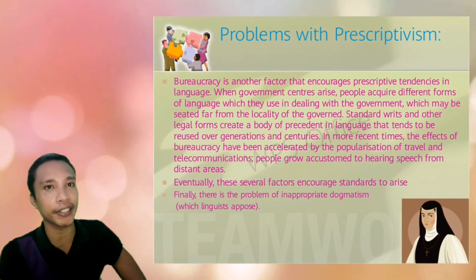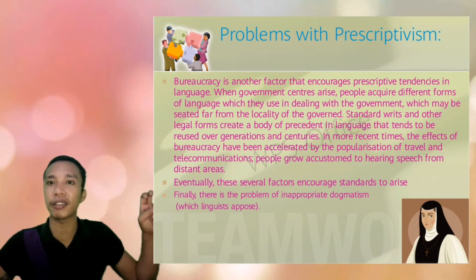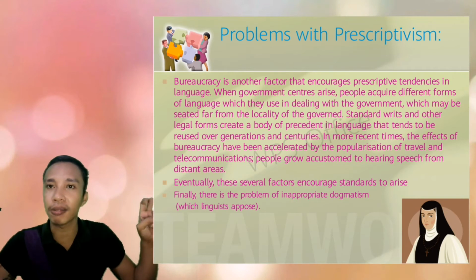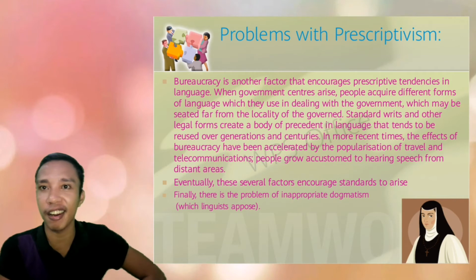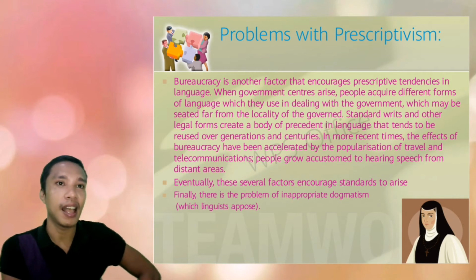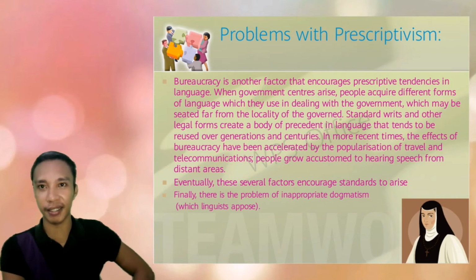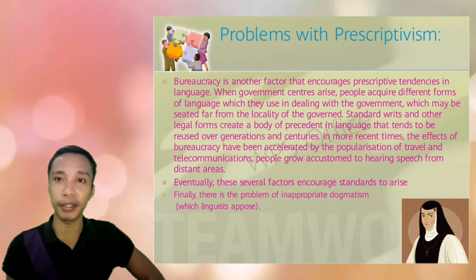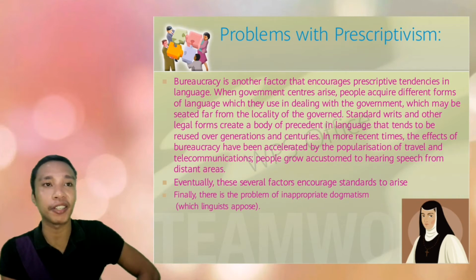Another problem of prescriptivism is that bureaucracy is another factor that encourages prescriptive tendencies in language. Again, this is what I'm trying to say, like what happened in the US, because they're known to many as the most powerful country in the world. And so it encourages the prescriptive tendencies in language. Even though they don't have the largest population in the world, no, that's China, still, the universal language is English.